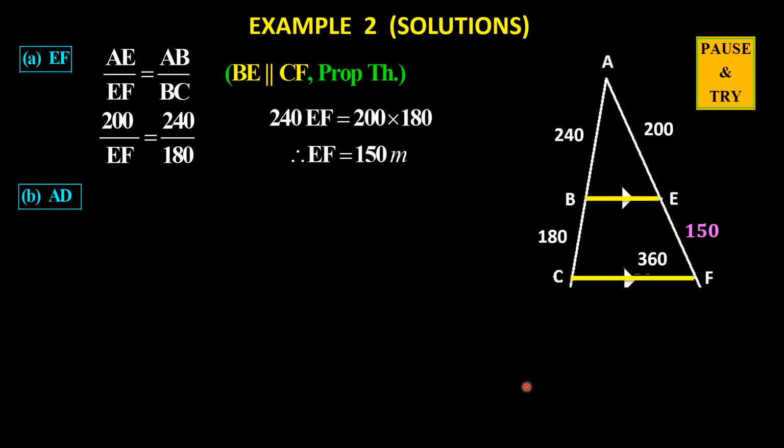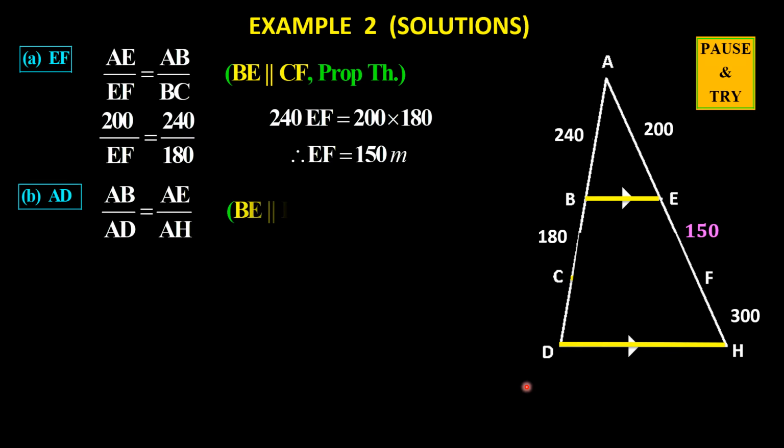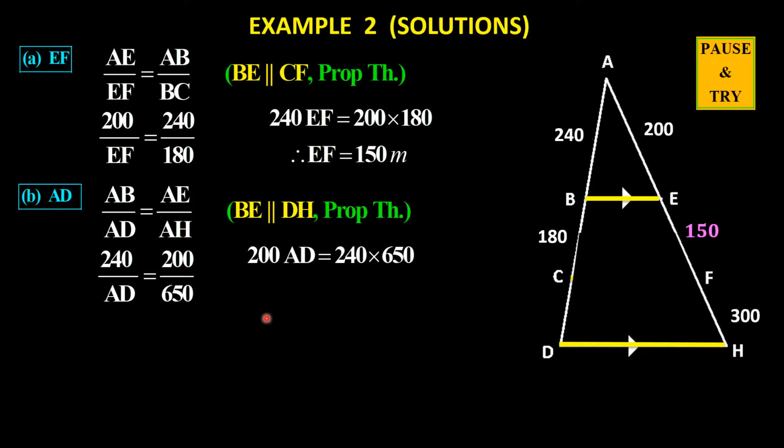Now we want AD. We don't need that other parallel line there, so we can take AB over AD and AE over AH. We can substitute 240 over AD and 200 over AH, where AH is 200 plus 150 plus 300, that's 650. Again, as usual, cross multiply and calculate AD.